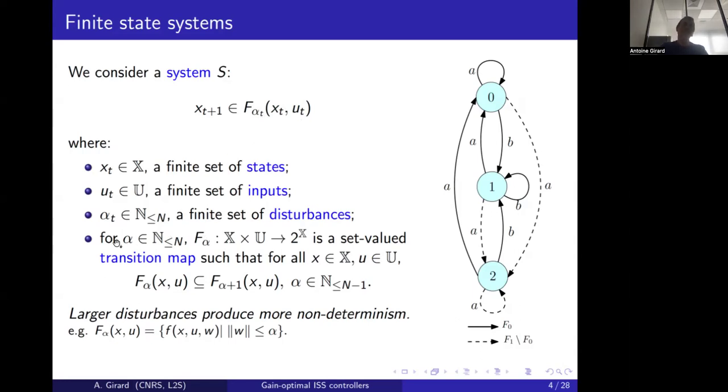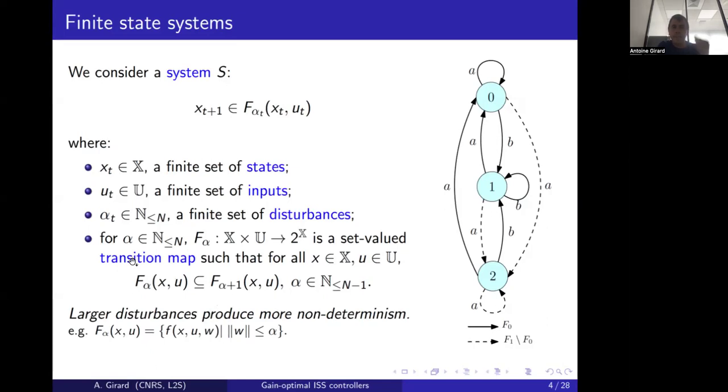And we're going to assume that the set-valued maps, the transition maps, satisfy some monotonicity property with respect to the disturbance: for all states and inputs x and u, the set of successors for a given disturbance alpha is a subset of the set of successors at the next disturbance level, alpha plus 1. Intuitively, this assumption means that if you consider larger disturbances in your system, this produces more non-determinism.